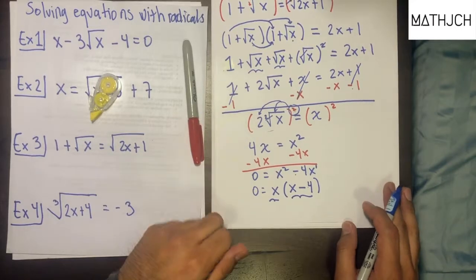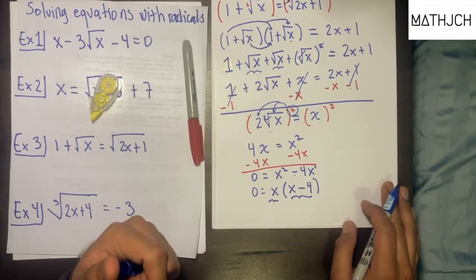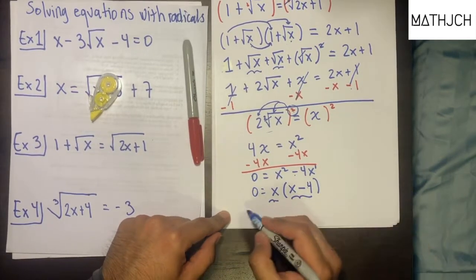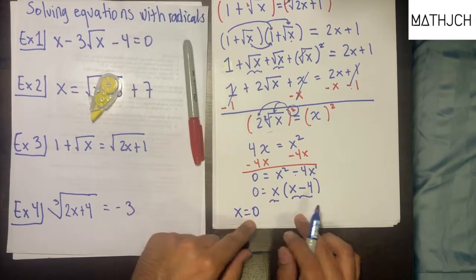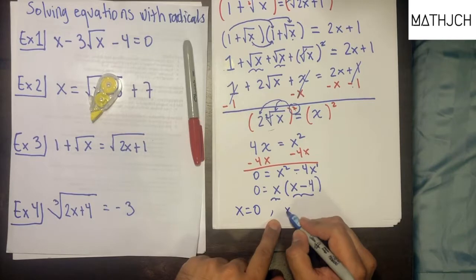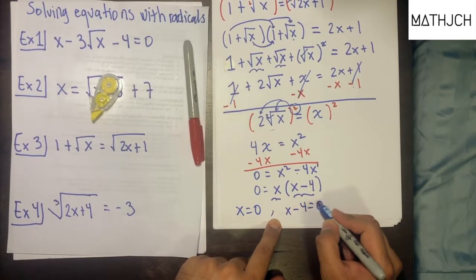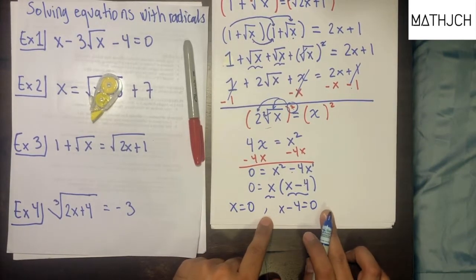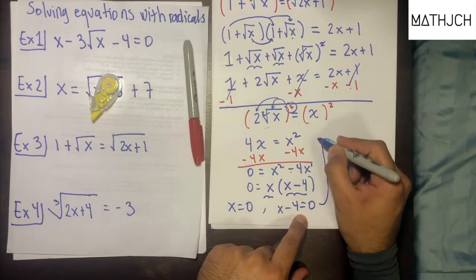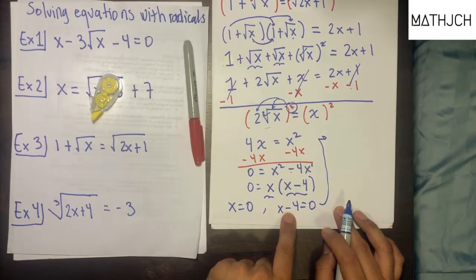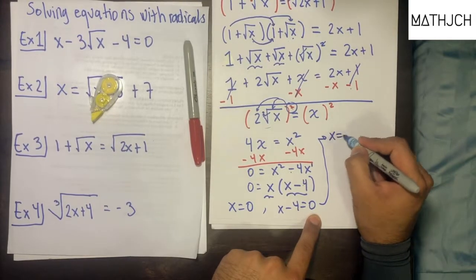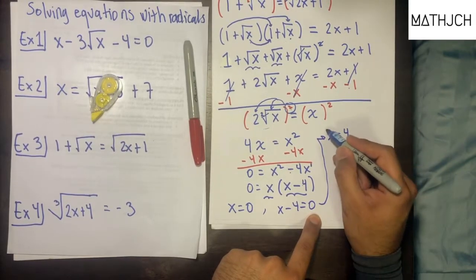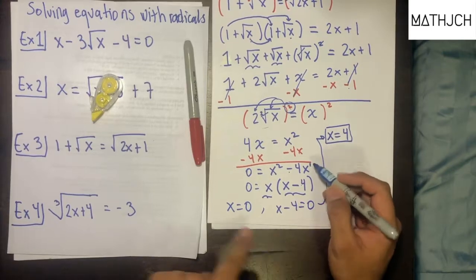The next step is that we want to set each factor equal to 0, right? And solve for x. Notice that our first factor is already solved, so x equals 0. And then we have x minus 4 equal to 0. Solving for x, all we have to do is move this negative 4 to the other side. So we ended up with x equals 4. So we have our two solutions.